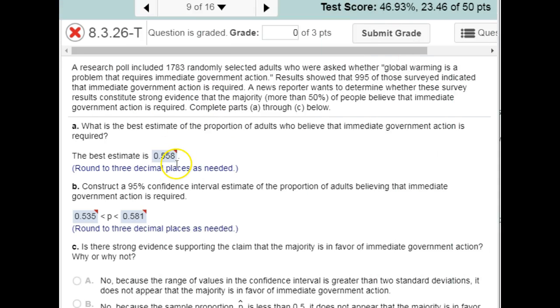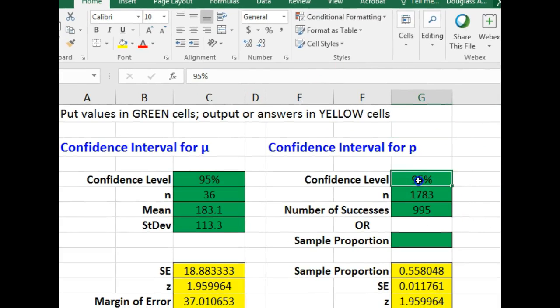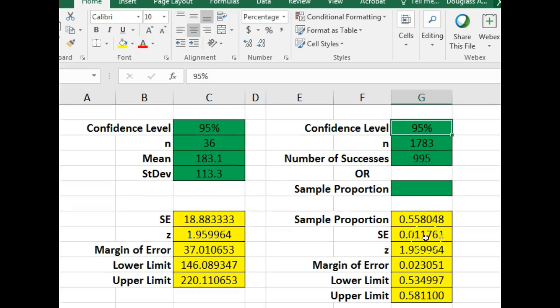So that's our estimate. And now we want a 95% confidence interval. So we would type in 95% for our confidence level. And down here, it gives us the lower and the upper limit. Our sample came back with this proportion, but we're 95% confident that out of everybody, the entire population, the proportion's somewhere in between those values.